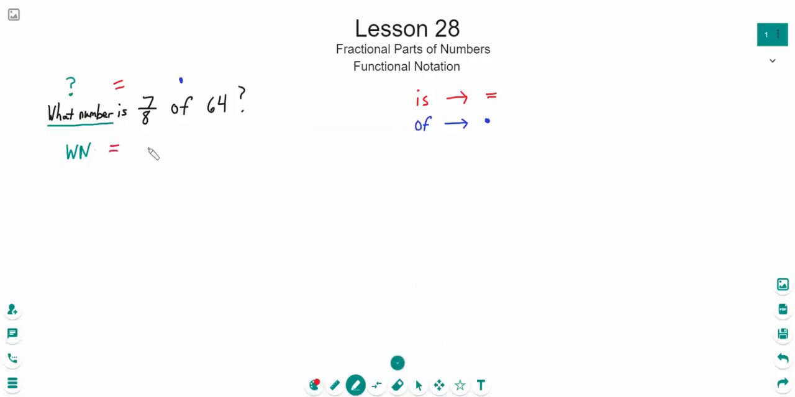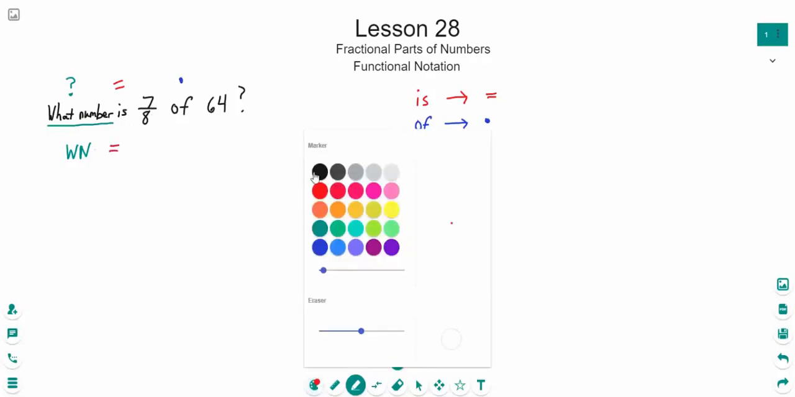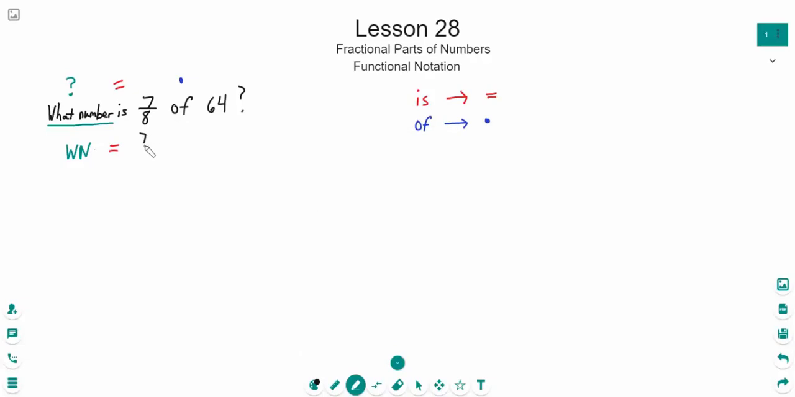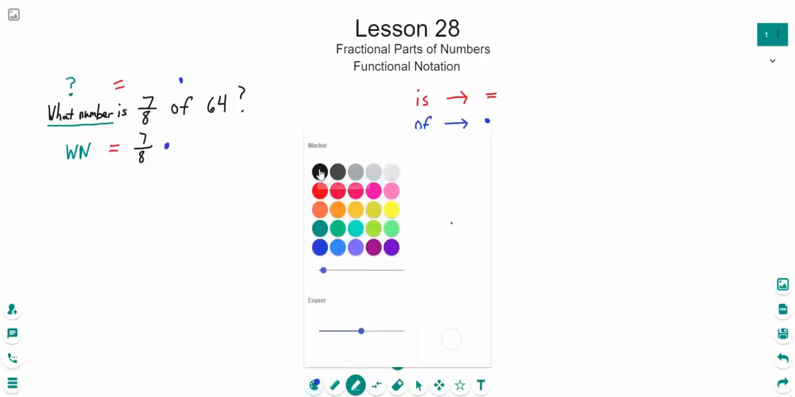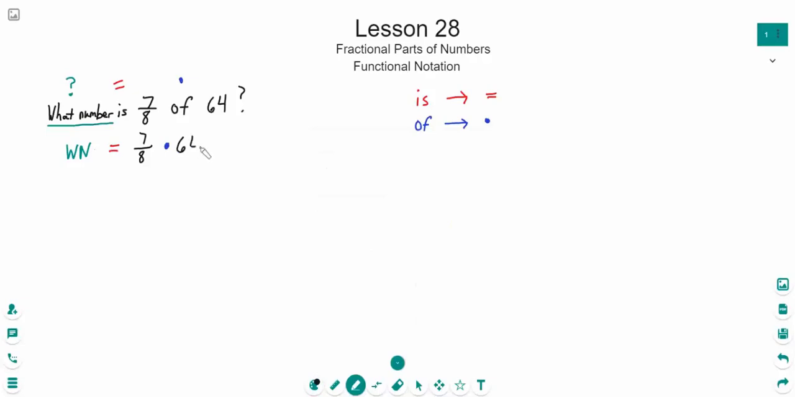And then we have 7/8. Well, that's a number. We can definitely write a number in an equation. So we write that as 7/8. Then we have this "of," and that we said was multiply. So we put multiplication right here. And then we have a number again, 64. So again, that's just a number. We can put that in an equation.